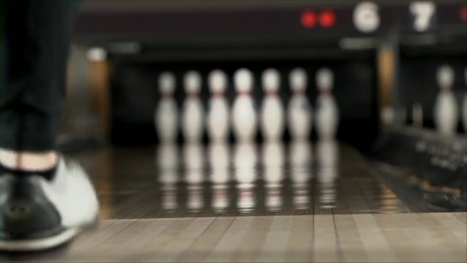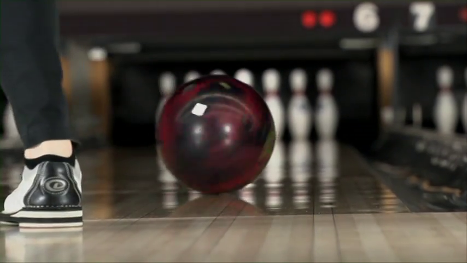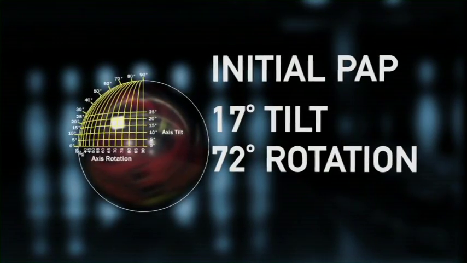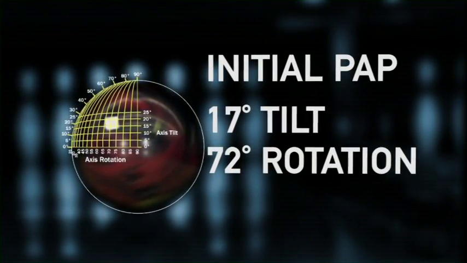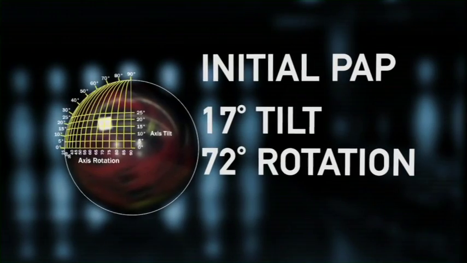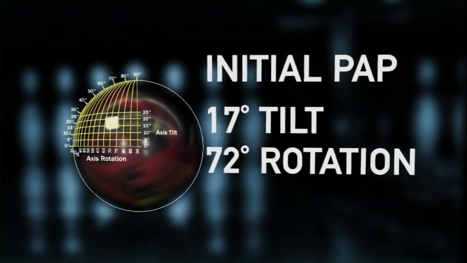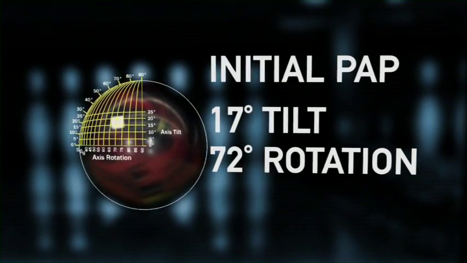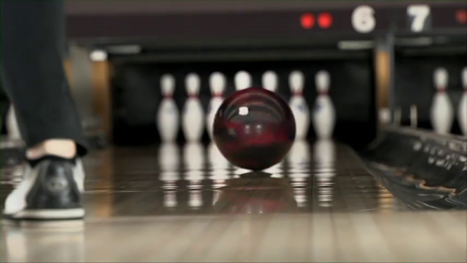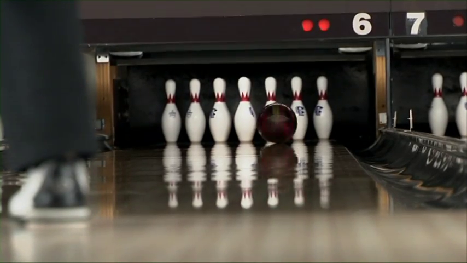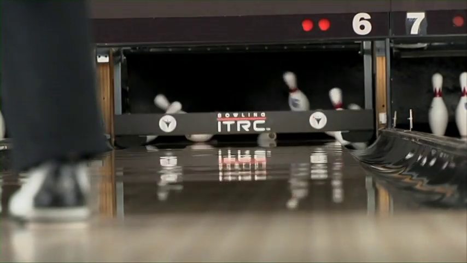Now let's take a look at a couple other styles to better understand individual release profiles and how they affect the ball motion. Our next player is Teresa. Teresa has quite a bit more tilt than Brian at release, about 17 degrees of tilt. She also has about 72 degrees of rotation. That means the ball will have a longer skid phase, and since she's throwing it with less speed and less RPMs, this enables the ball to get down the lane and still have some energy at the pins.